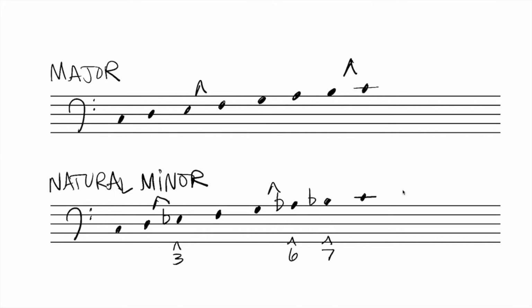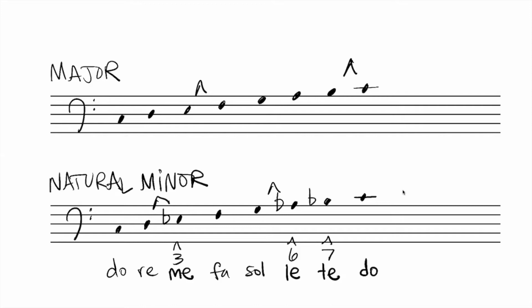Here's the solfege. Do, re, mi, fa, sol, la, ti, do. Mi becomes me, la becomes le, and ti becomes te. And it has quite a somber sound.